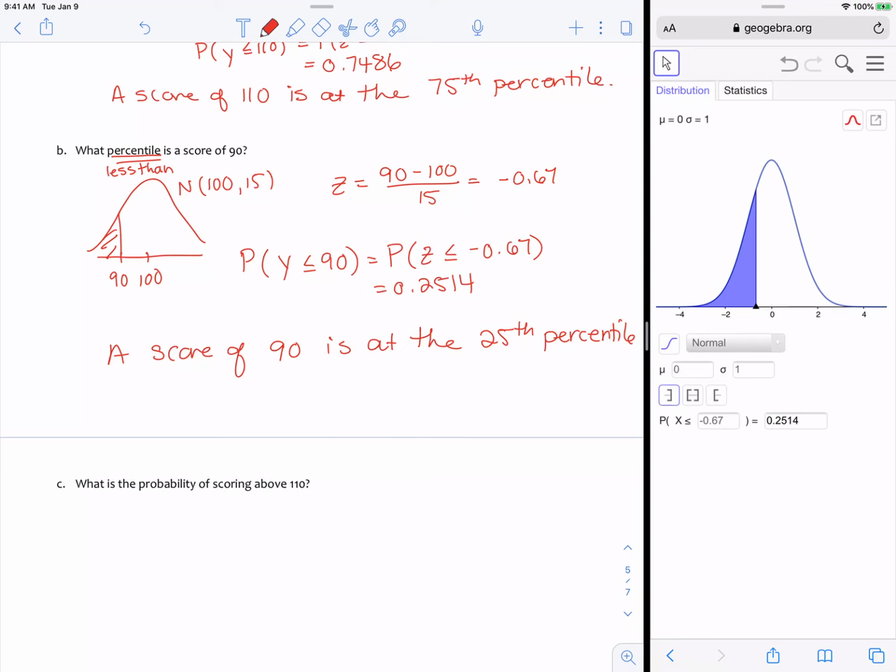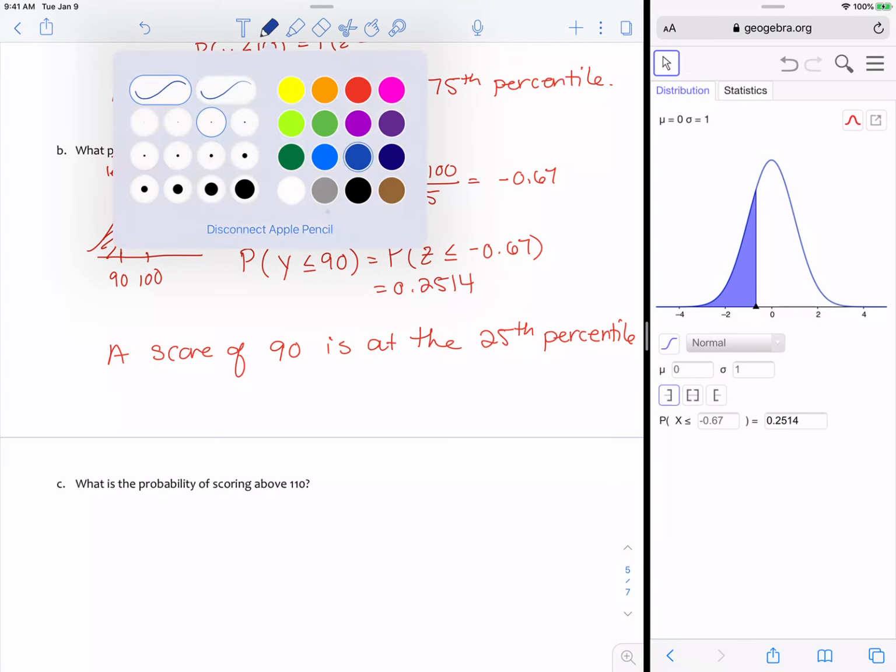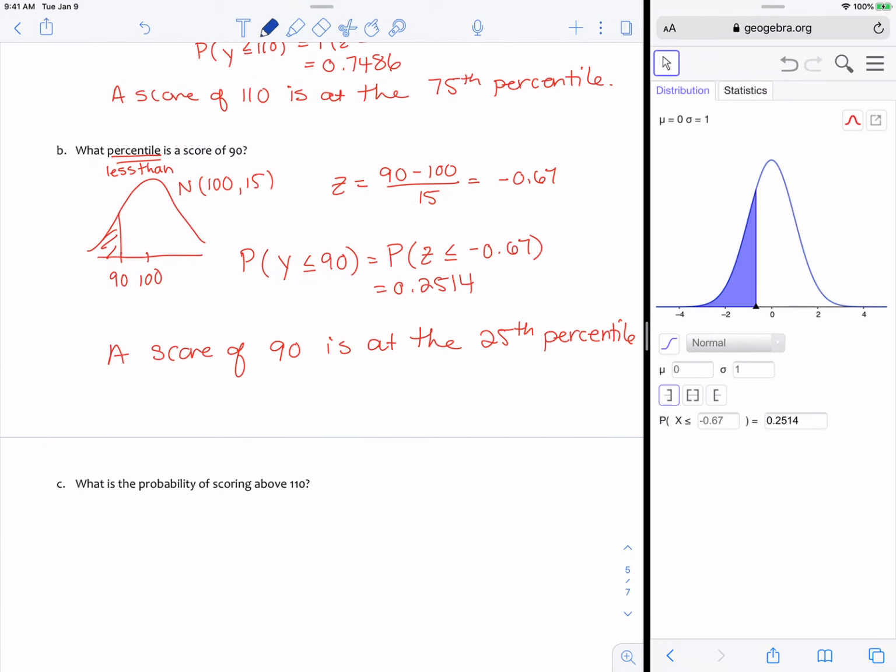That should sound a little familiar, because what are the 75th and 25th percentiles? Remember, 75% lies below, 25% lies below. This is Q3. This is Q1. So we could calculate the IQR based off of this, right? The IQR would be Q3 minus Q1, which would be the score of 110 minus the score of 90, things like that. So we can start observing some of that stuff going on here.